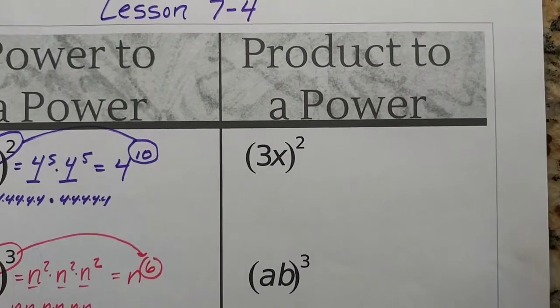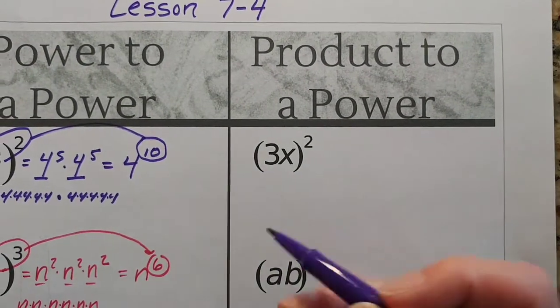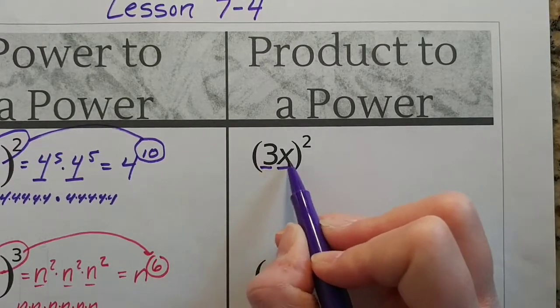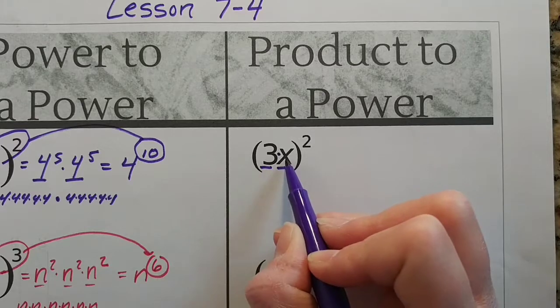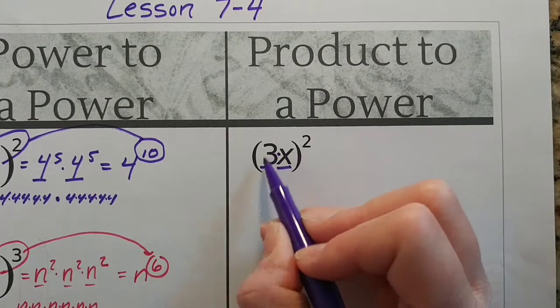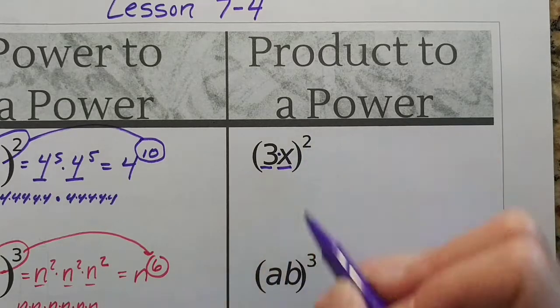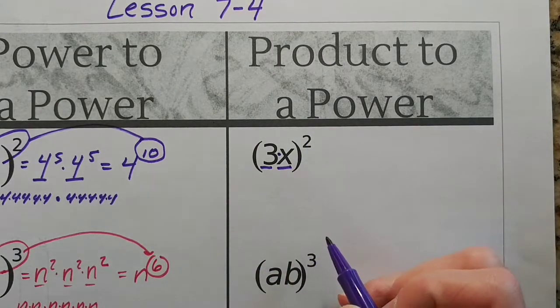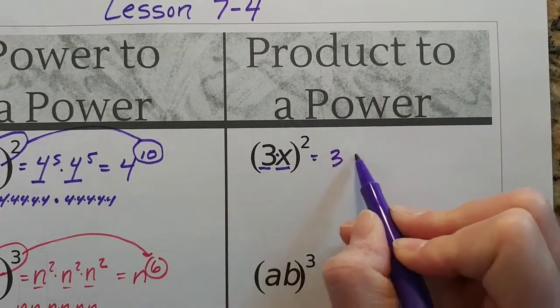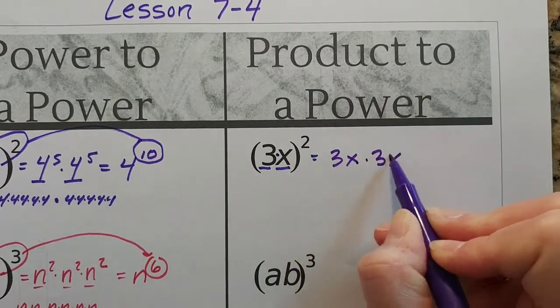Here we have product to a power. Now this is called product to a power because when you take two numbers, these would be called factors. When you take two factors and you multiply them together, it becomes a product. We're going to take the entire product of 3x and raise it to the 2nd power. Now I'm going to expand this. Write it out. 3x to the 2nd power is the same as 3x times 3x.